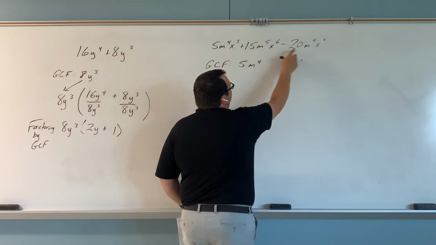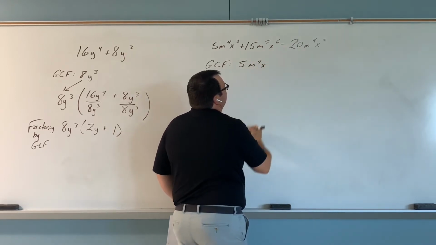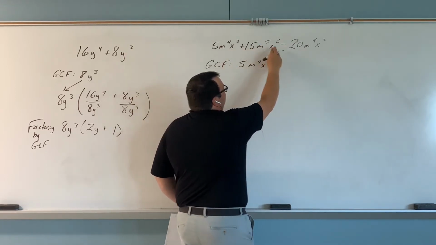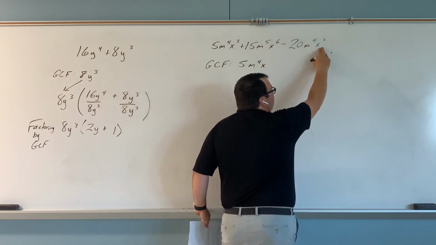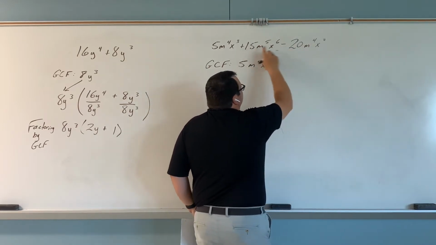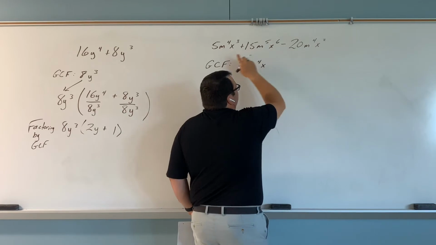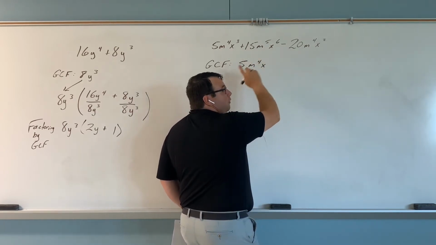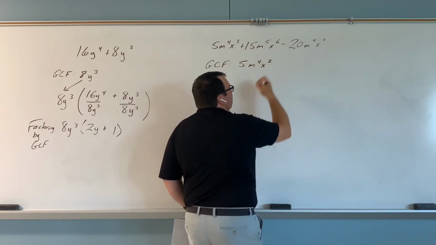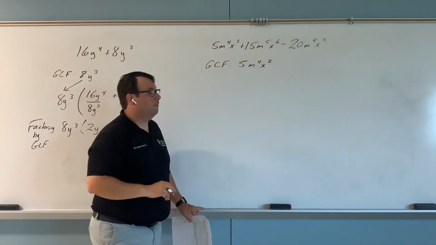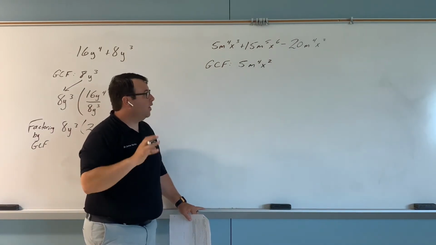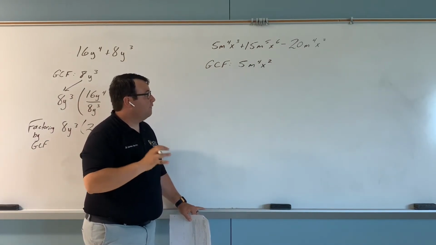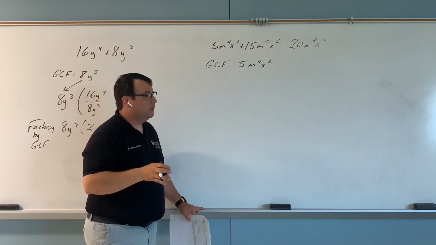I also see that all of these terms have x. Now, I've got 3 x's here, I've got 6 here, and I've got 2 here. The lowest exponent would be this 2, which means the greatest number of x's that I can pull from anywhere is 2. So I've got my GCF. I have 5m to the fourth, x to the second.